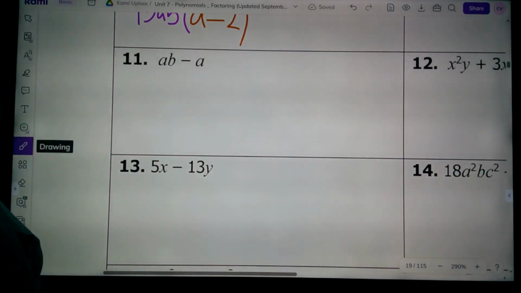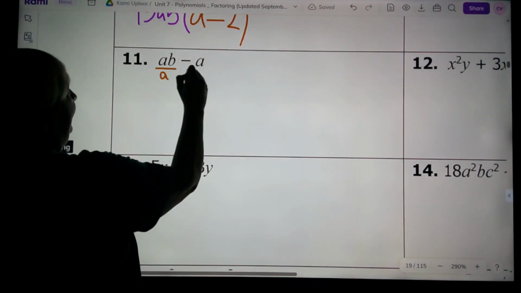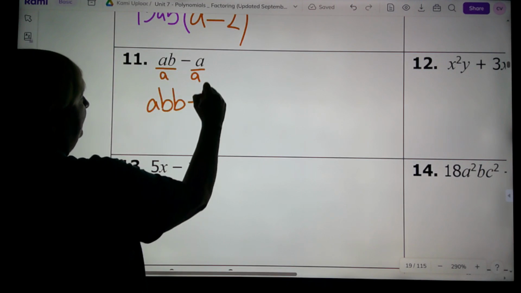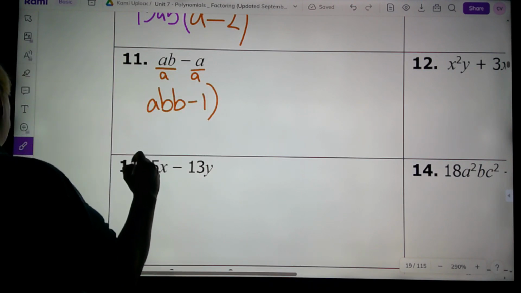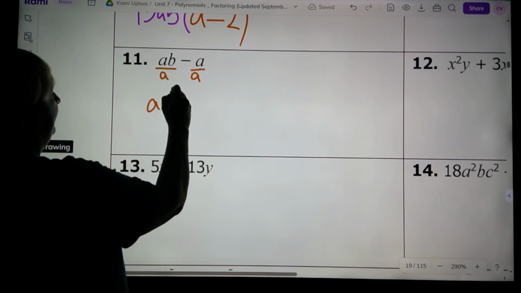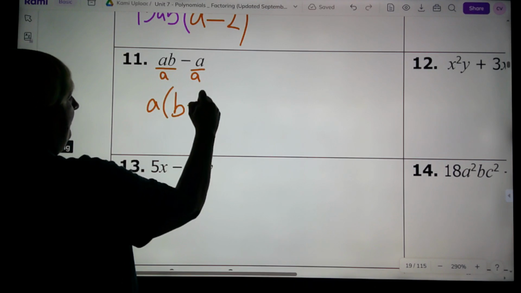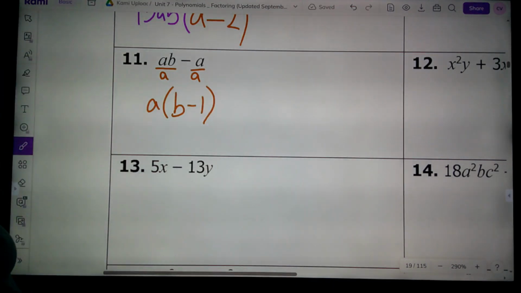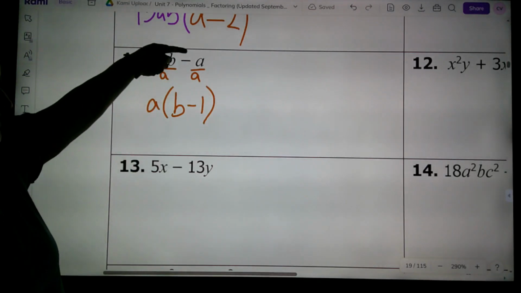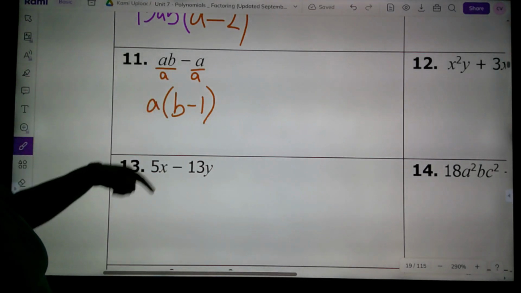Oh, look. They both have an A. If I take an A out, I'm left with B minus 1. What did I just write? Let's try that again. If I take an A out, I'm left with B minus 1. Right? And a number over itself is 1. You don't know what A is, but you know that it's over itself, so you're going to have a 1.